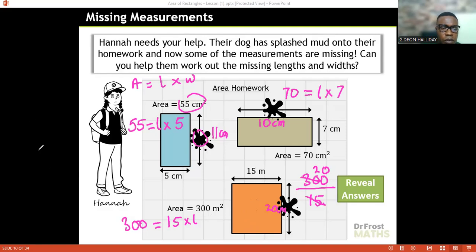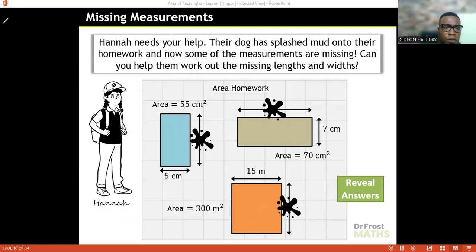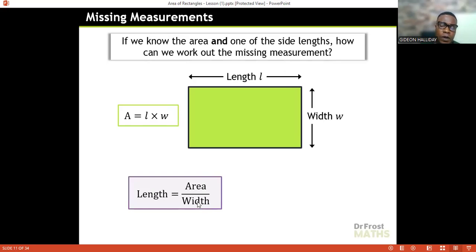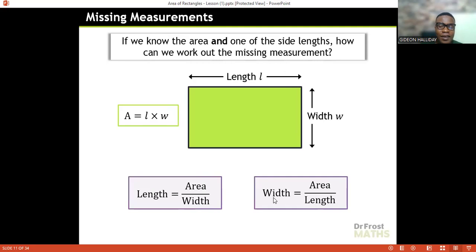So easy peasy, right? That's how it works. I'll clear my screen. Now, if we know the area and one of the side lengths and we need to find the missing side, this is what we do. Since area equals length times width, if we're finding the length, it's area divided by width. And if we're finding the width, it will be area divided by length. Simple as ABC.